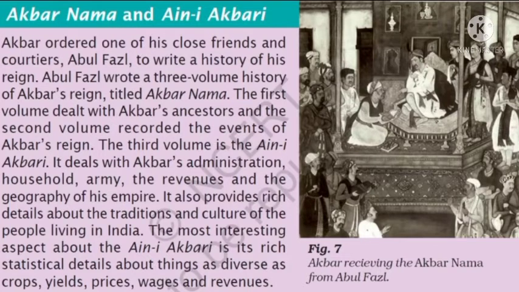Akbarnama and Ain-e-Akbari. Akbar ordered one of his close friends and courtiers, Abdul Fazl, to write a history of his reign. Abdul Fazl wrote a three-volume history of Akbar's reign, titled Akbarnama. The first volume deals with Akbar's ancestors, and the second volume recorded the events of Akbar's reign. The third volume is the Ain-e-Akbari. It deals with Akbar's administration, household, army, the revenues, and the geography of his empire. It also provides rich details about the traditions and cultures of the people living in India.